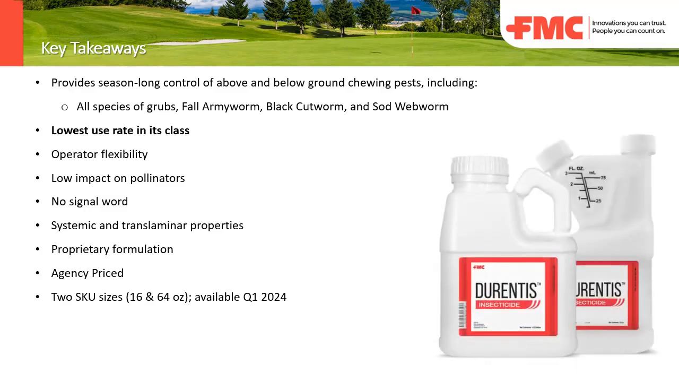Thank you for viewing FMC's learning module on Durentis insecticide. To recap the key takeaways, Durentis is the lowest use rate in its class, has a low impact on pollinators, has systemic and translaminar properties, and Durentis gives you application timing flexibility while providing season-long control of above and below-ground chewing pests, including all species of grubs, fall armyworm, black cutworm, and sod webworm.